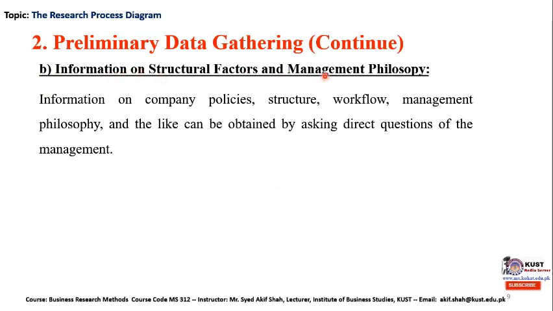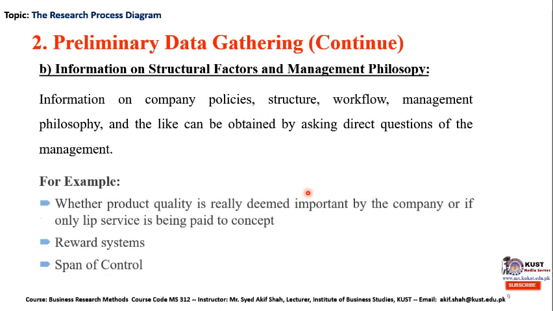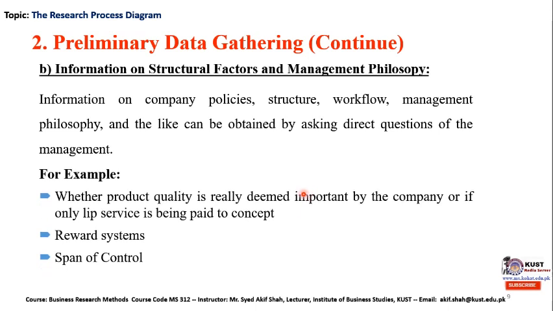Point number B is information on structure and management philosophy. As the independent body is making a research work, they must be acquainted with the information of the structural and management philosophy, like information on the company's policies, structures, workflows, management philosophy, and the like, which can be obtained by asking direct questions of the management. For example, whether the product quality is really deemed important by the company or if only lip service is being paid to the concept. Like either the company is really focusing on improved quality of the product or it is just claiming to be a quality product production company.